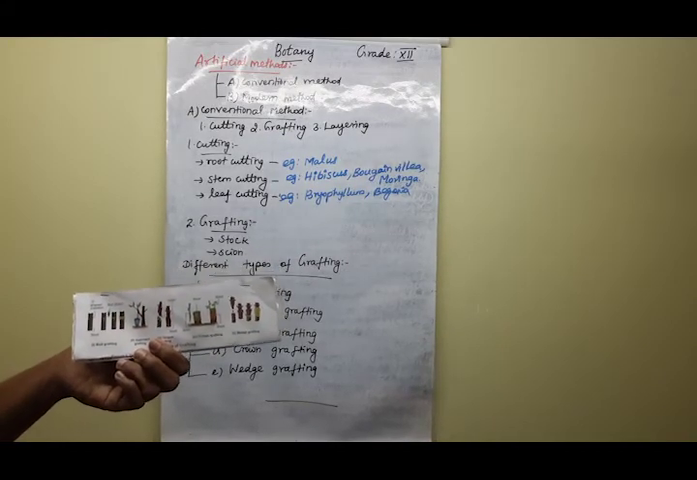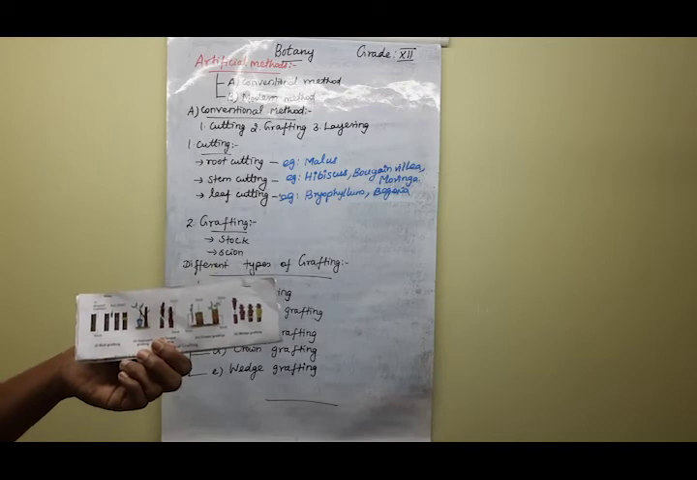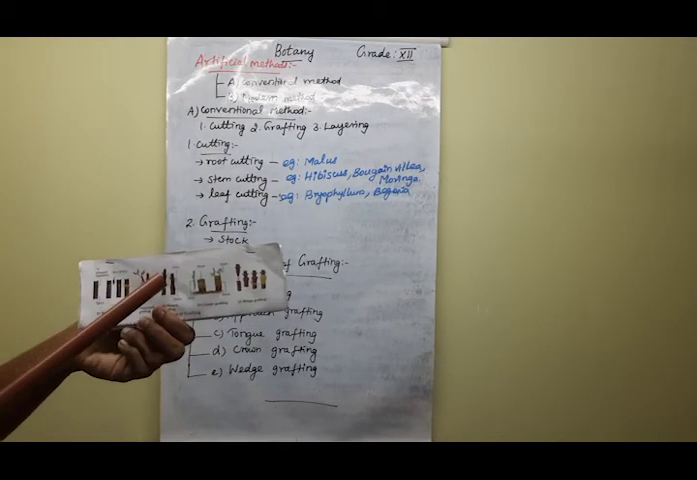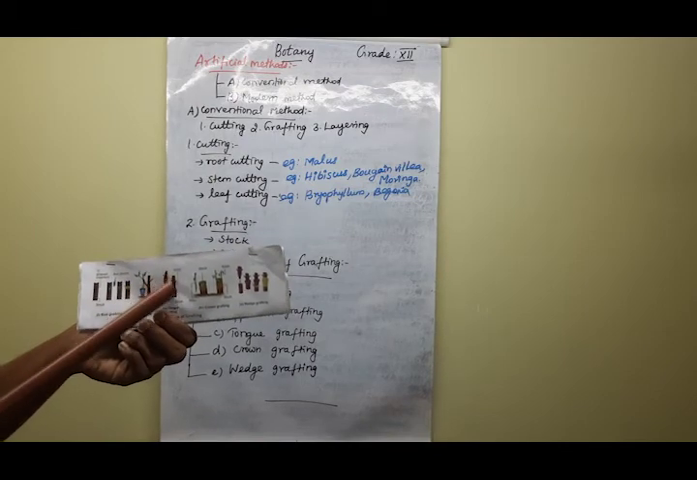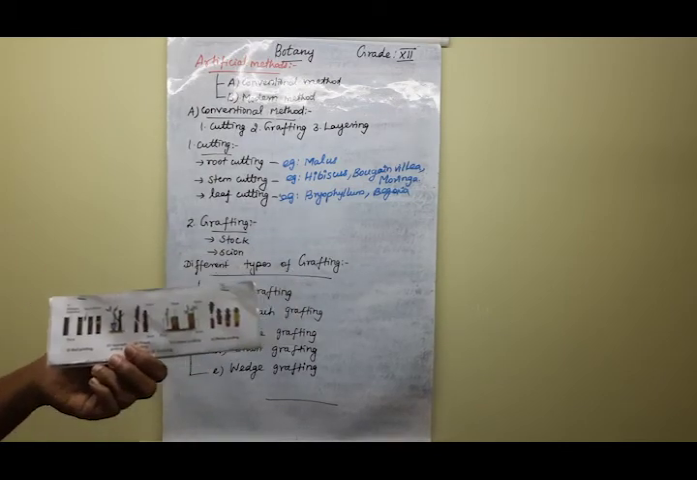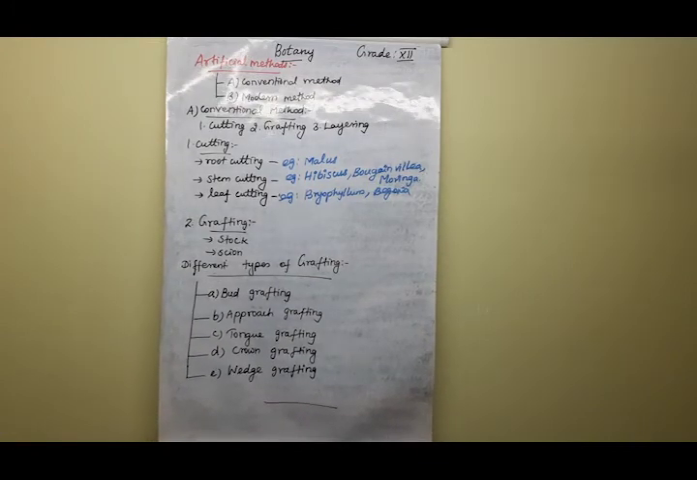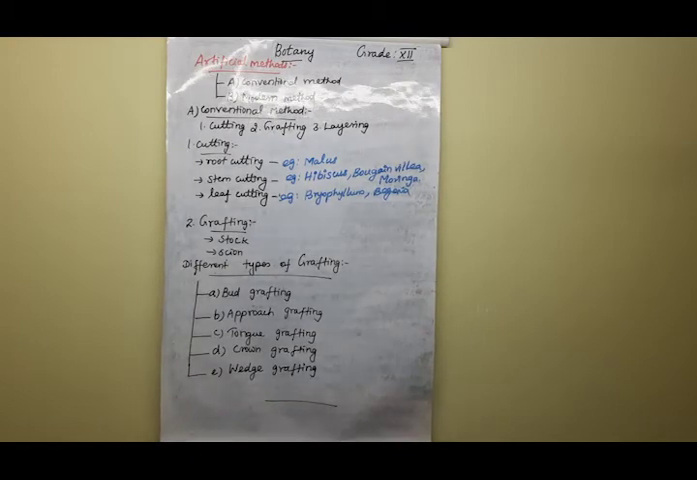Okay, so that's why the scion and the stalk we can cut in a slanting manner, then finally place them together and tie it. So this method is known as trunk grafting. Clear, children? Next one, crown grafting or cleft grafting.